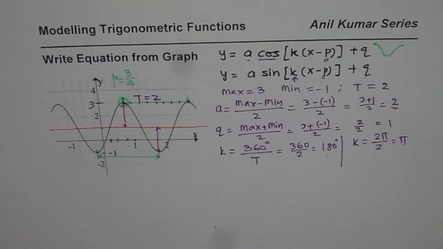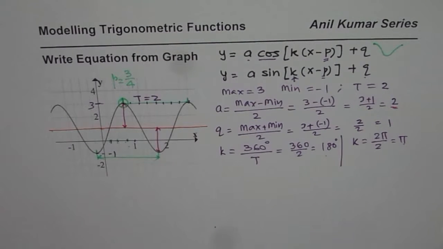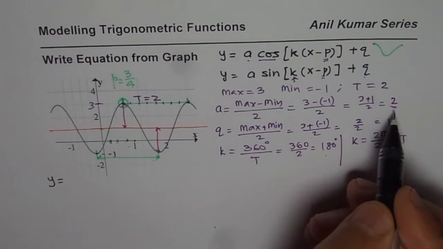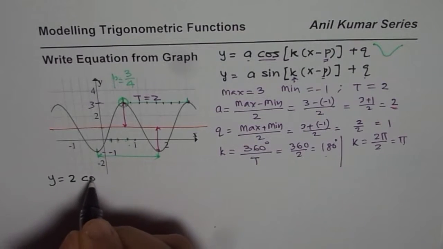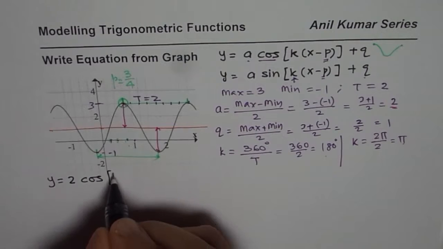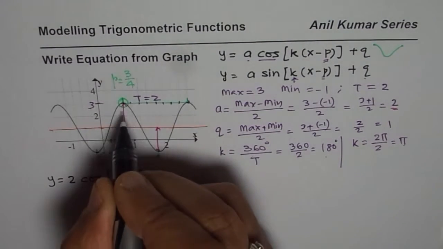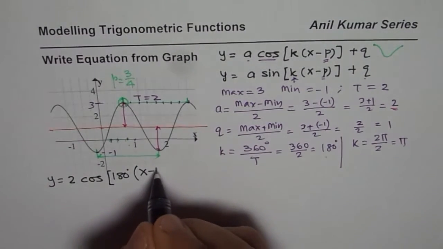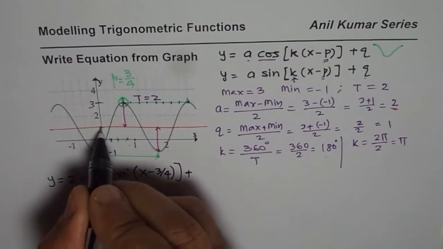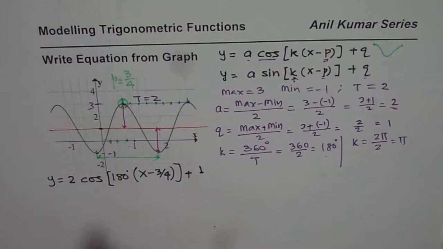So if I do that, then I can write my cosine function as, let me write it big and bold right here. y equals A is 2 for us, right? Cos K is in degrees 180. Let me write degrees first, right? And then the x-axis, phase shift of 3/4 to the right, so minus 3/4, plus the Q value, which is 1. Got it. So that is how you can get this equation.